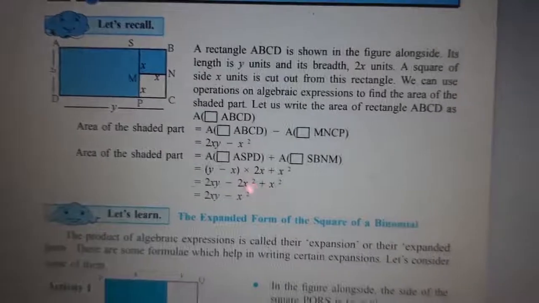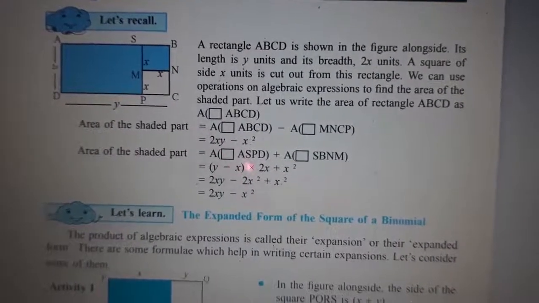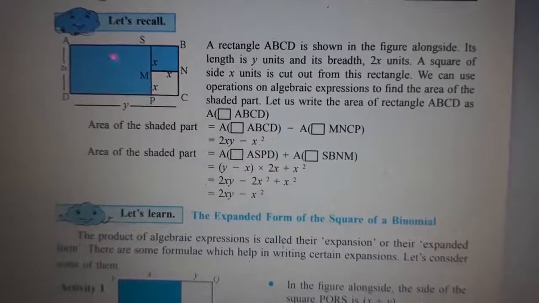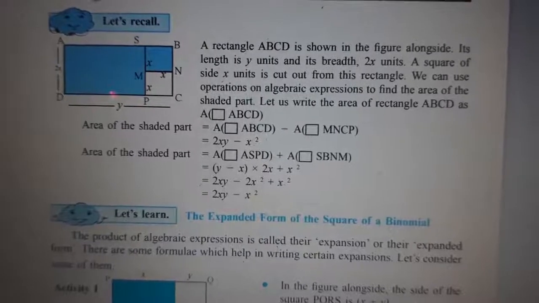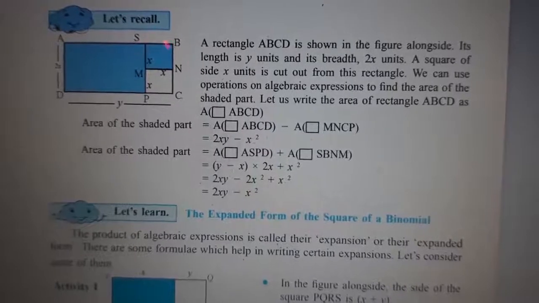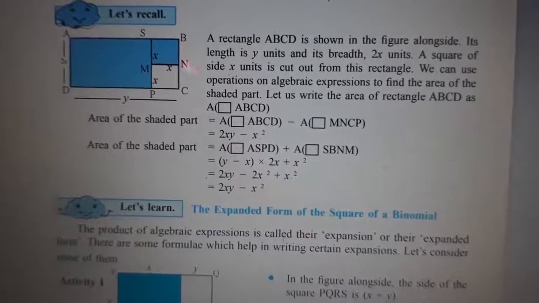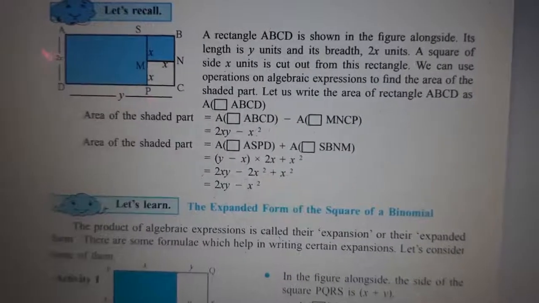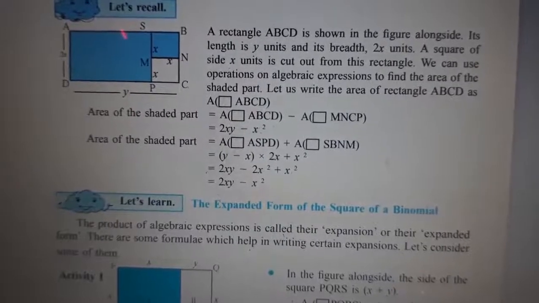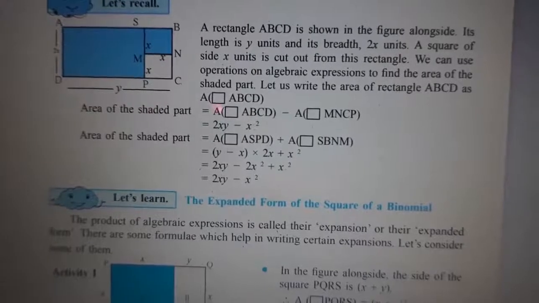Area of the shaded part is equal to, okay, area of quadrilateral ASPD plus area of quadrilateral SBNM. This much part we are taking. Okay, this part and this part, this is a rectangle, this is a square. So, look here, this is y, so this side also will be y, but we have to minus x, correct? Because this whole length is y.